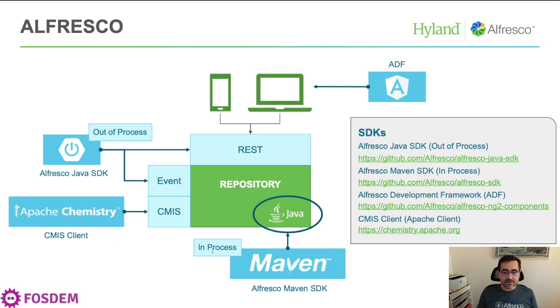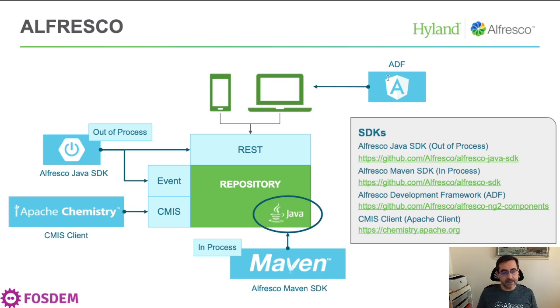The in-process SDK, relying on Maven archetypes, allows you to extend repository features by using internal Alfresco APIs. This kind of extension is packaged as jar libraries, and that may be added to the Alfresco deployment as an additional library. Note that this step requires restarting the repository application.